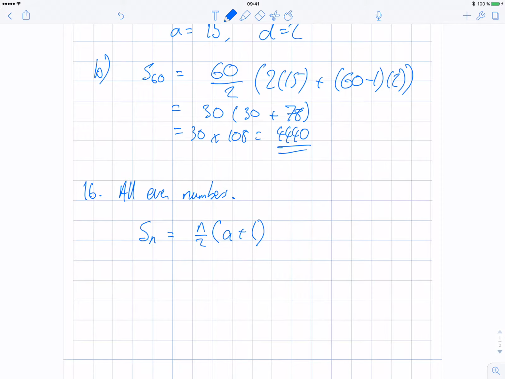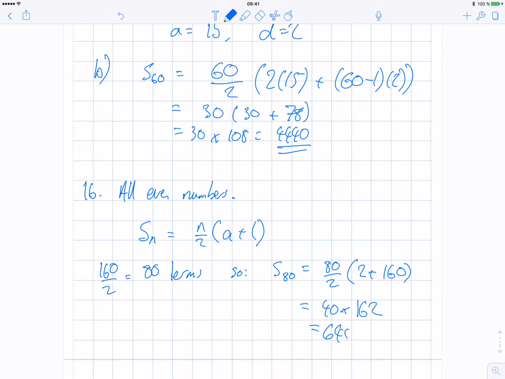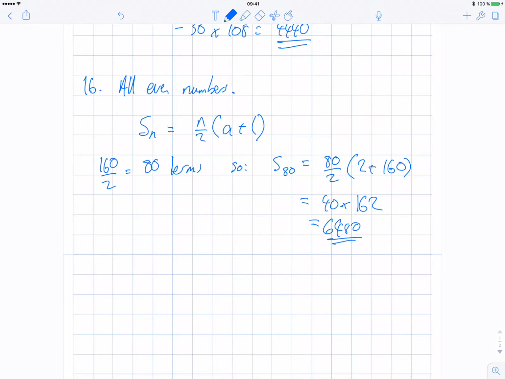So we do 160 divided by 2 is equal to 80 terms. So we have S of 80 is equal to 80 over 2. a is 2, l is 160. So we have 40 times 162, which is 6,480. That was part A.